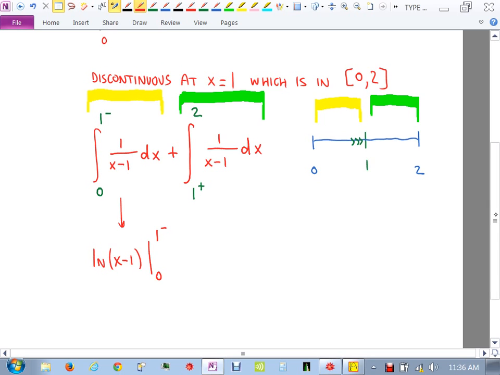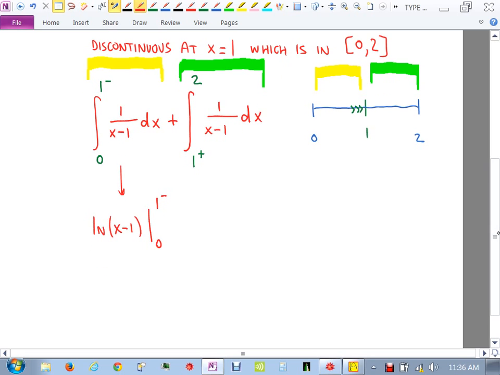Now we have to be careful here because we actually have the possibility of getting a negative in here. We're going to need to put the absolute value, because we can't take the log of a negative number. So let's try this. Let's approach 1 from the left side.